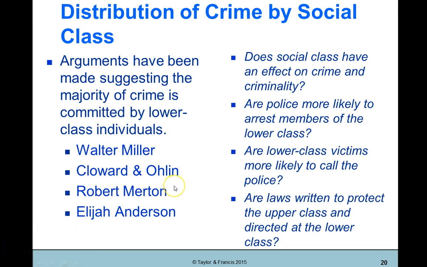And I don't think I had you read this section in the book, but it's just another discussion from Miller and Merton and Anderson about social class. Is the police more likely to arrest someone from a lower class? Does it depend on who will call the police, lower class, upper class, who's more likely to call? Those are just some good studies that they did.